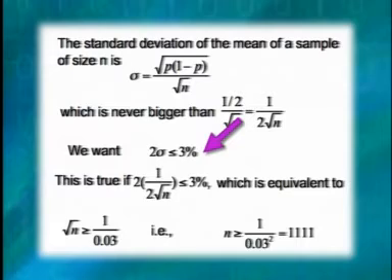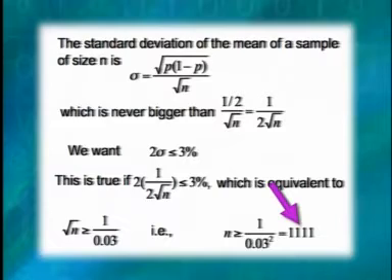Our goal is to make 2 times the standard deviation of our sample less than 3%. So plugging in for sigma, the standard deviation, this is an upper bound for the standard deviation. So 2 times that is less than 3%, which is equivalent, doing some multiplying through, the 2's cancel, the square root of n comes over here. The square root of n has to be bigger than 1 over 0.03, and just squaring it to get n, n has to be bigger than or equal to 1,111.